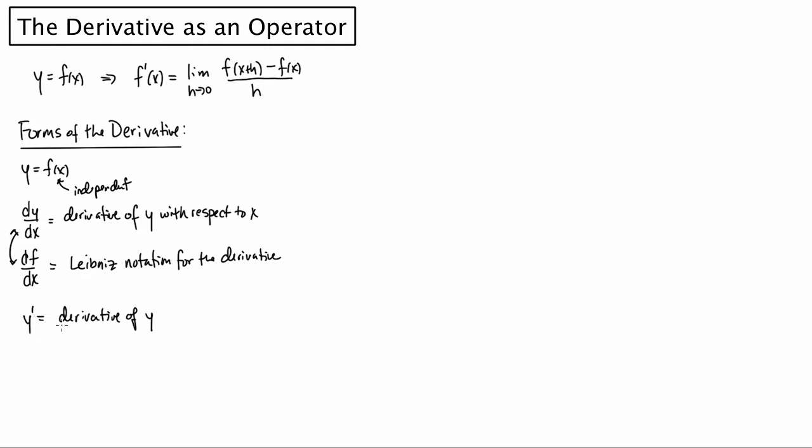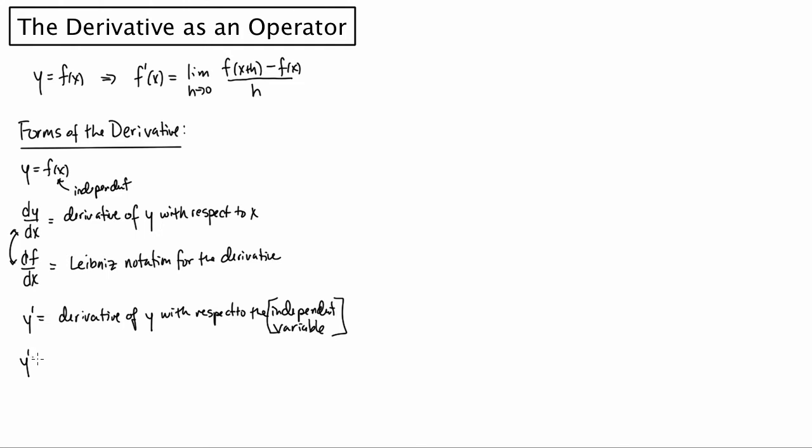If I just write y prime, then I need some other bit of information to tell me what the prime is actually telling me to operate on. What's the independent variable here? Is it x, t, something else? So the best we can do at this point is that this means the derivative of y with respect to the independent variable. So whatever that variable is, that's what we're going to be taking the derivative with respect to.